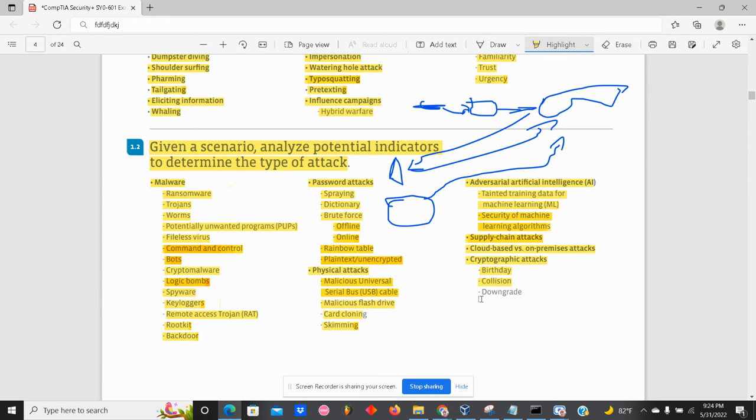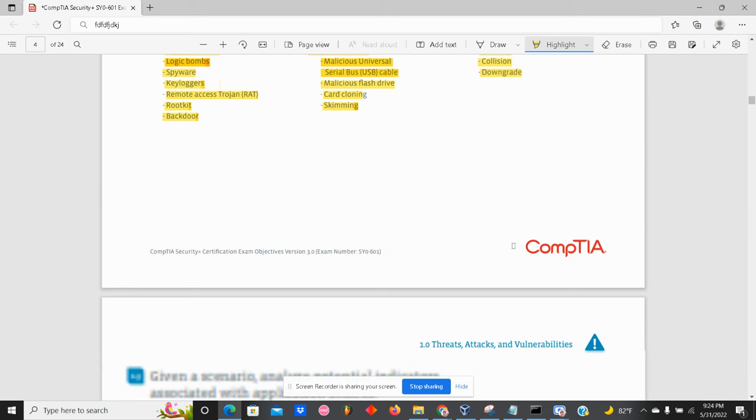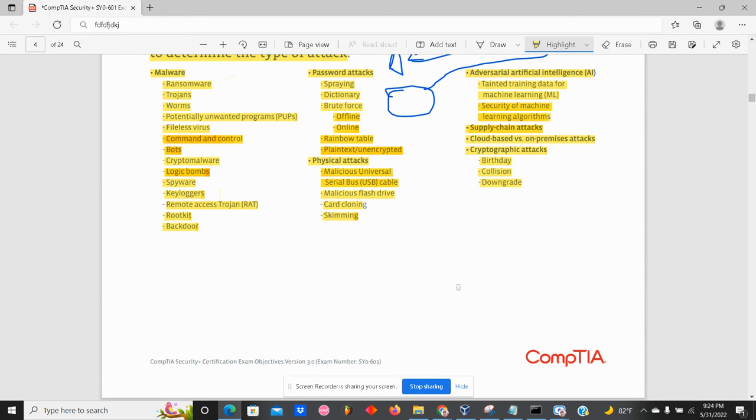A downgrade attack is when you try to downgrade a system, Google the vulnerabilities of that downgraded system, and hack into it. It's mainly used for hacking SSLs.